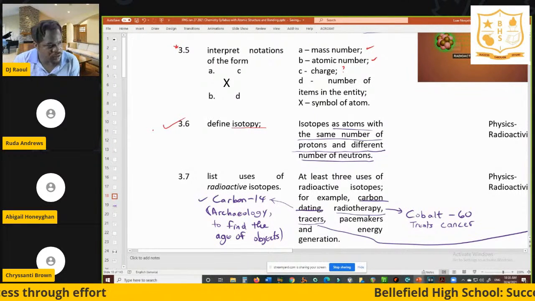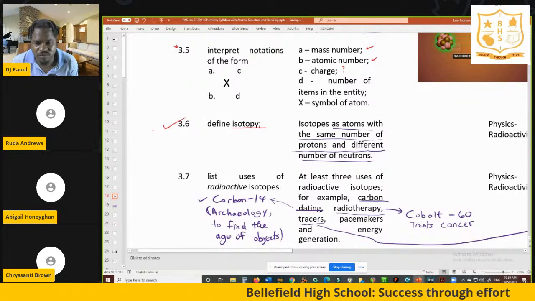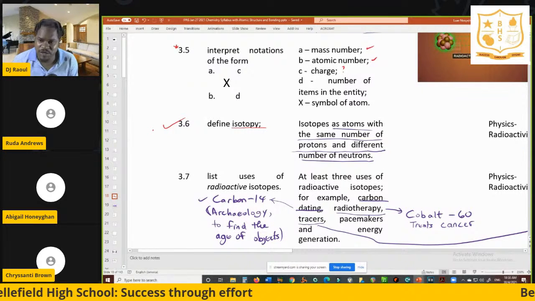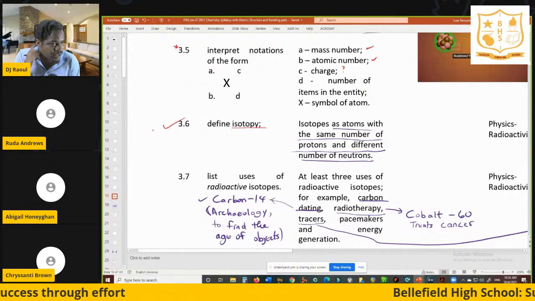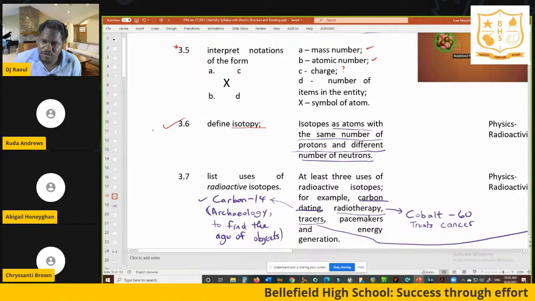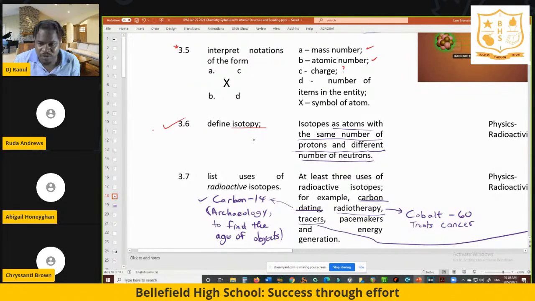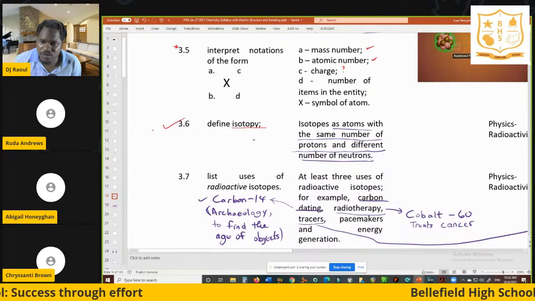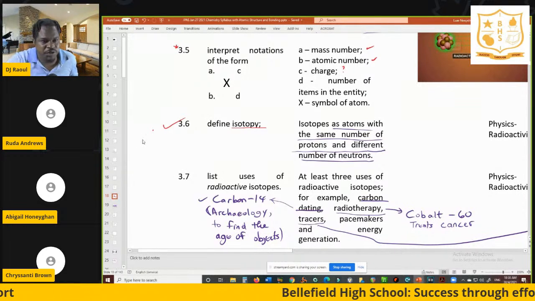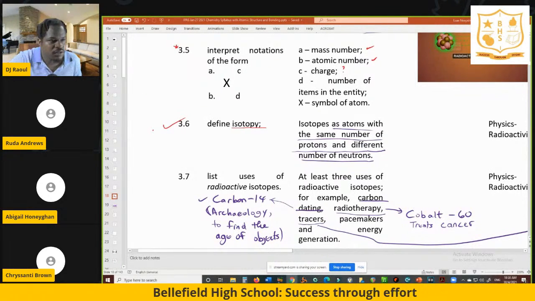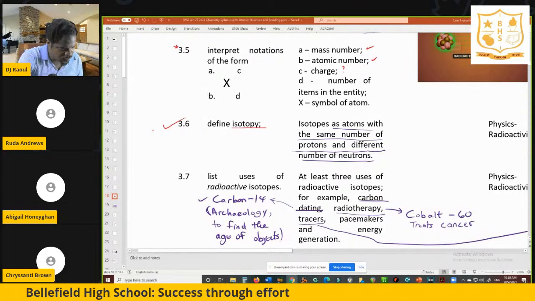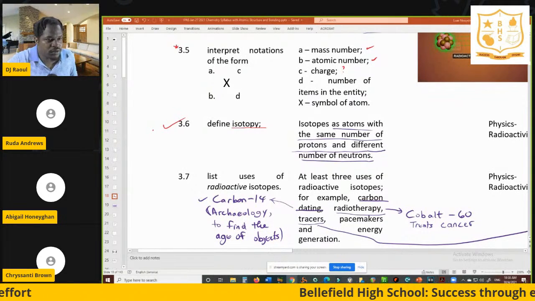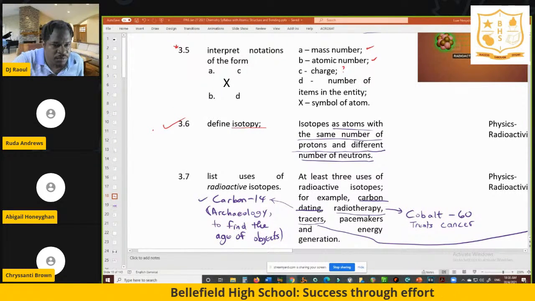Have you seen this term before? No, sir. Well, you guys better learn this word today. Isotopy is the tendency of elements to exist with different numbers of neutrons. So atoms of an element having different numbers of neutrons. That's giving you some examples here. All right, let's just go into isotopes. We have isotopes here.